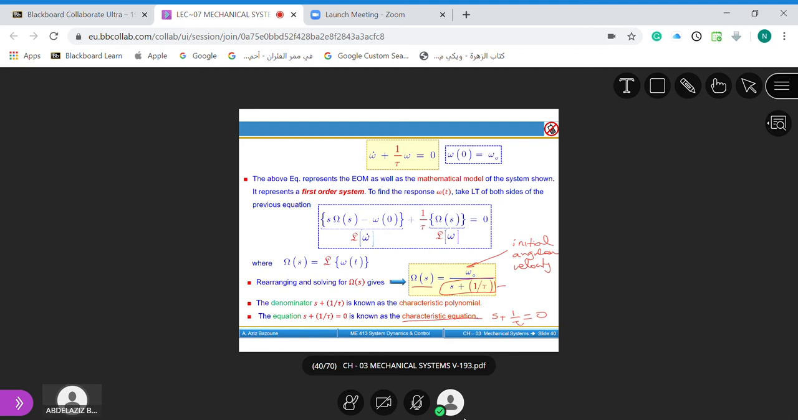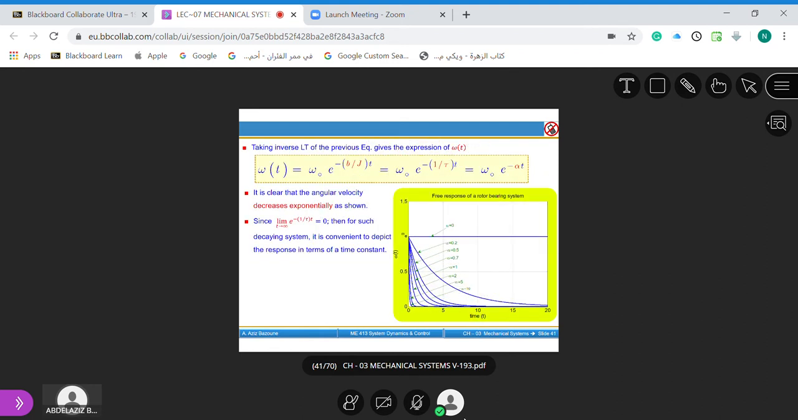Now, Shabab, if we take the inverse Laplace transform of this one, simply it will be omega naught exponential minus t over tau. And this is it. So the inverse Laplace transform will give you omega 0, this is the initial value that is starting from here. This is the initial value you gave. And then exponential minus t over tau, it will be a decaying function in this form.